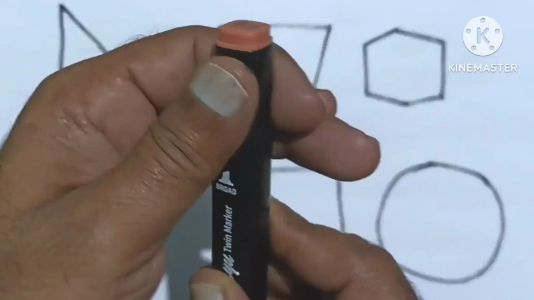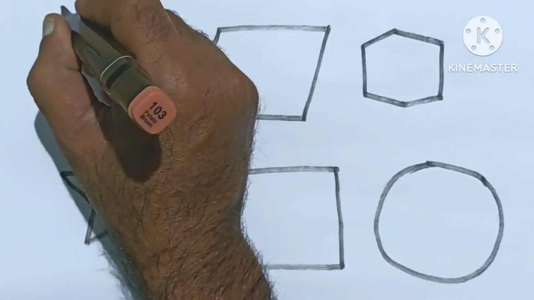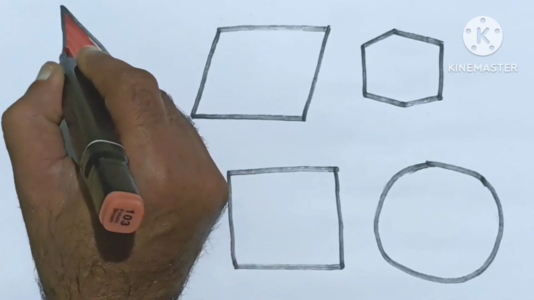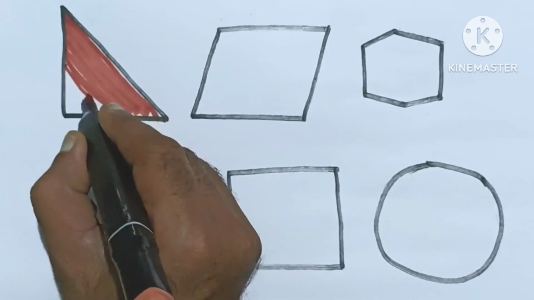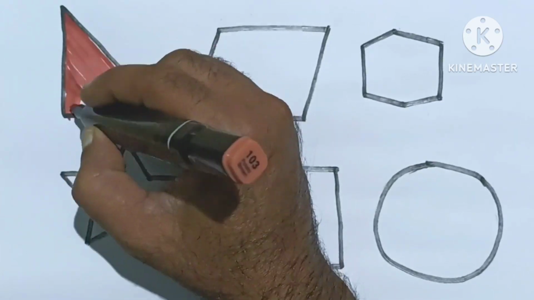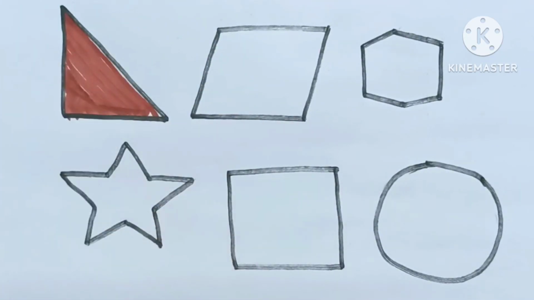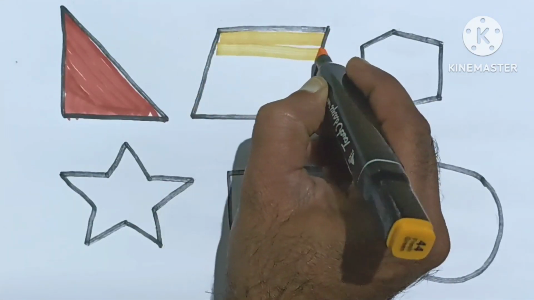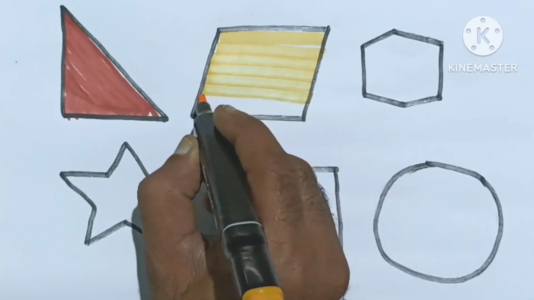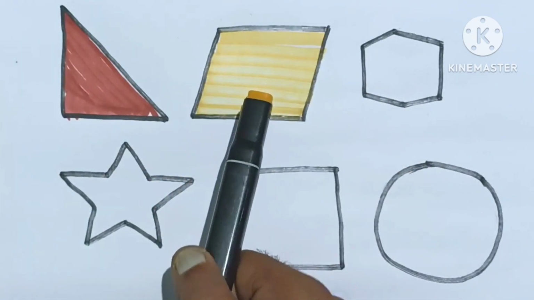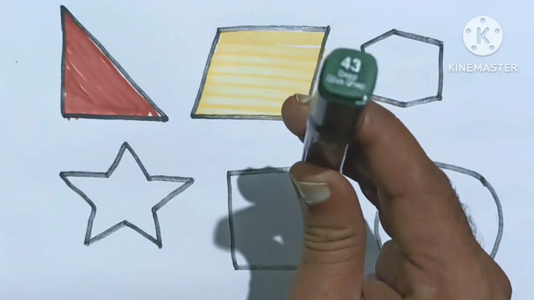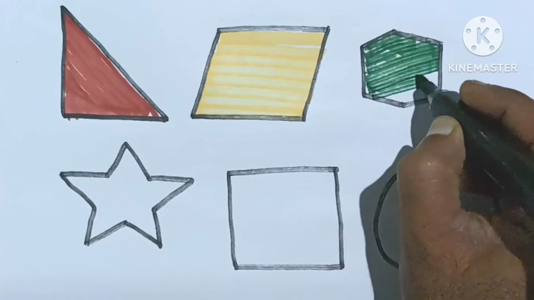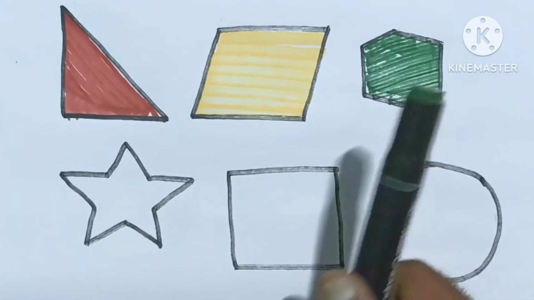Look at this, kids. Potato brown color. Fresh green color. It's a fresh green color, kids. Deep olive green color. Deep olive green color, kids.